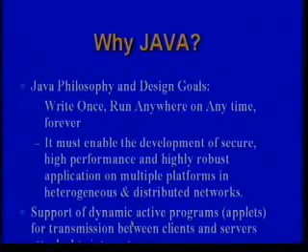The third point, which is very much unique to Java, is the support of dynamic, active programs, what we call applets, for transmissions between clients and servers attached to the internet. Since you are working in a network environment, you are downloading code from the outside, so you must be very sure that the code you are downloading is very, very secure. So security is an important component of the Java programming language.